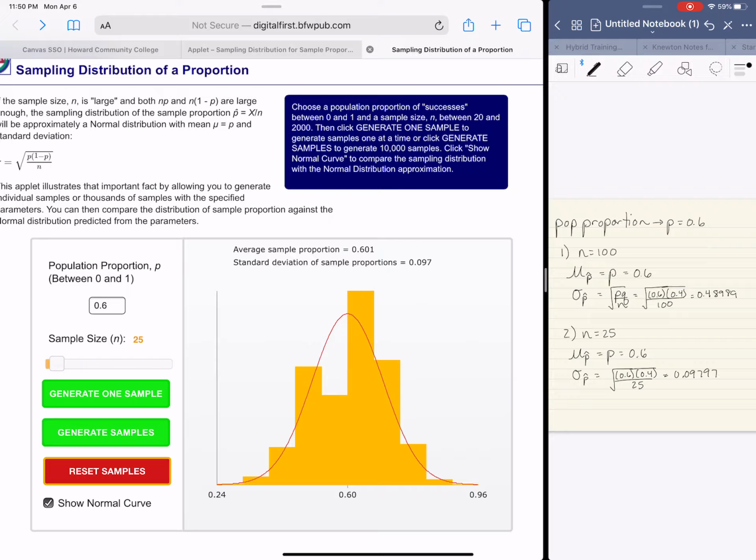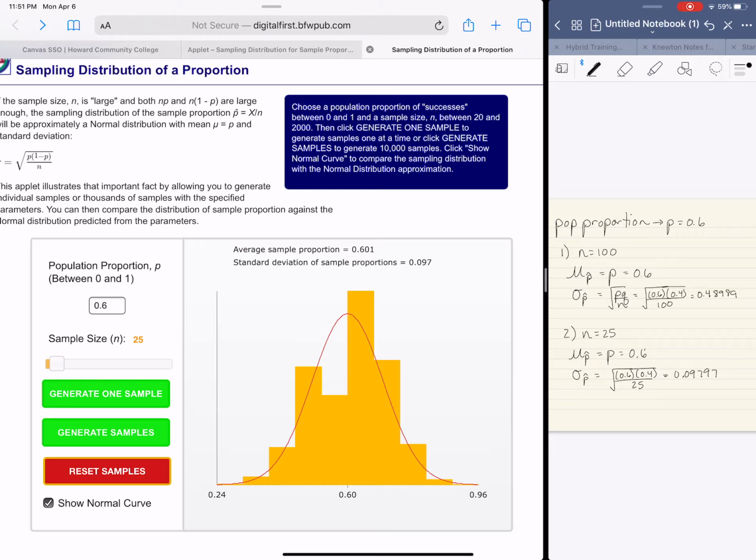Notice that this standard deviation is twice the size of the standard deviation when we had a sample size of 100. So with smaller sample sizes, the smaller sample sizes didn't prevent us from getting the average sample proportion equal to the population proportion, but it took a little longer to get there, and we had far more deviation in our samples. And that's what the standard deviation tells us, right? How much spread we have in our distribution. So with a sample size that's smaller, we're going to have a distribution that's more spread out.